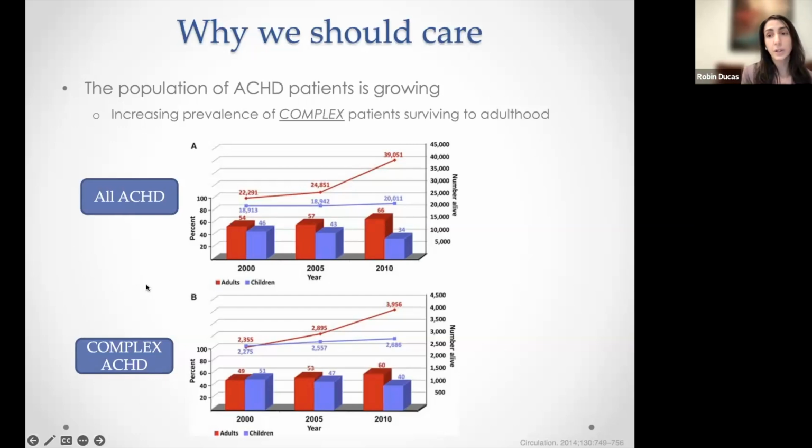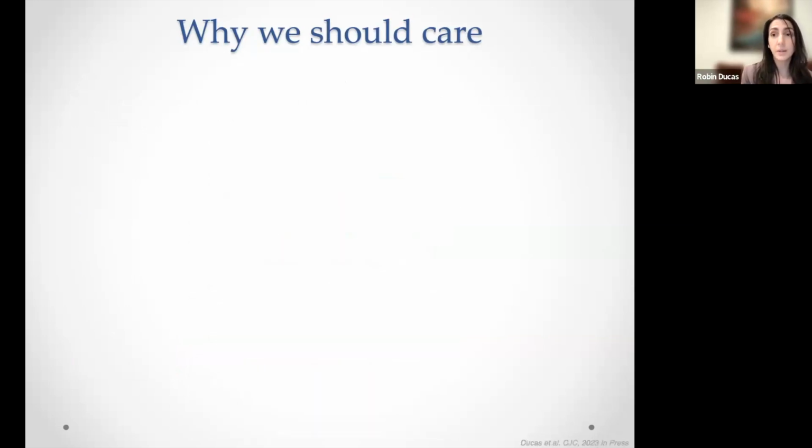What's also interesting and quite relevant to us in this talk is that when we look at the complex patients, so the patients that otherwise wouldn't have survived to adulthood before these procedures, now they're surviving to adulthood, and their prevalence is growing. And so it is important for us to understand that these patients are out there, and we are going to be seeing them at some point.